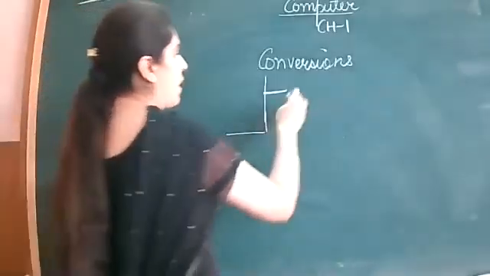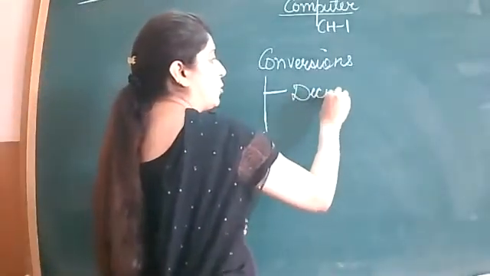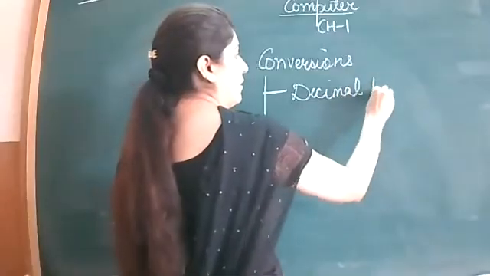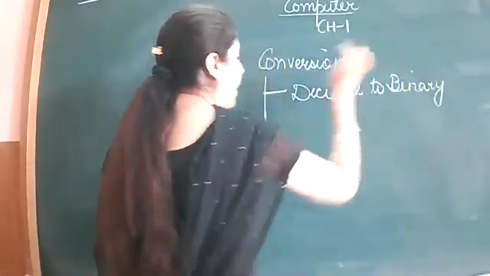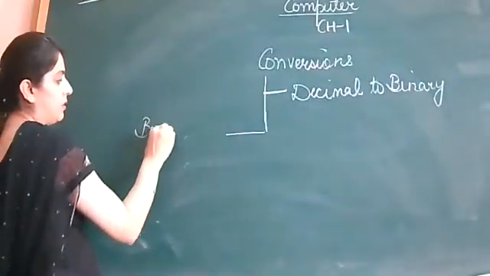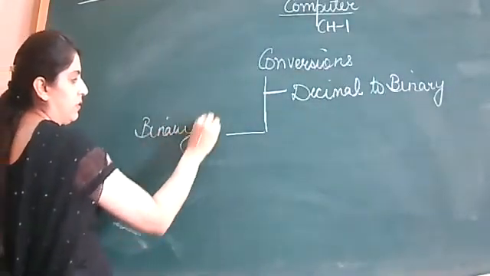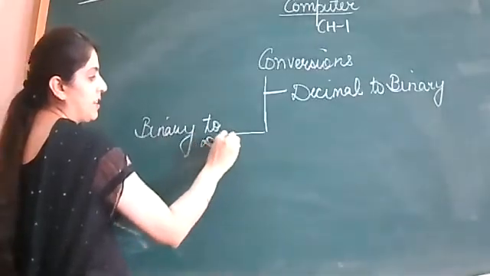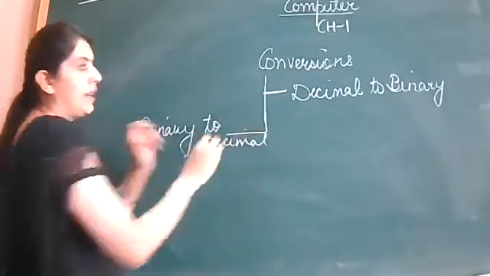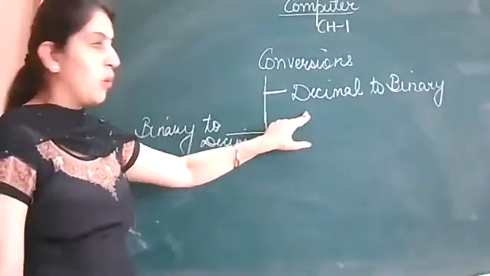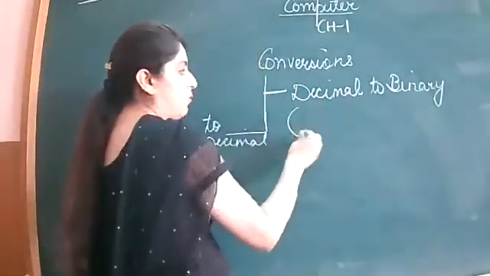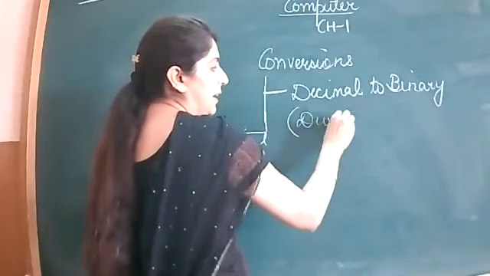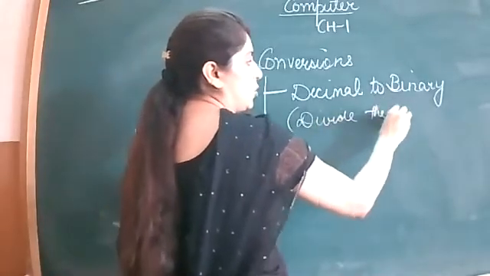Two conversions are decimal to binary. Second one is binary to decimal. In the last lecture, bache, we did decimal to binary. And when we did decimal to binary, the method was you have to divide the number by 2.